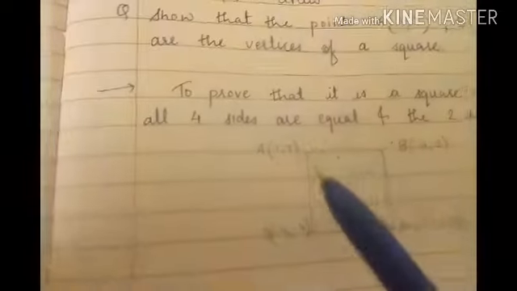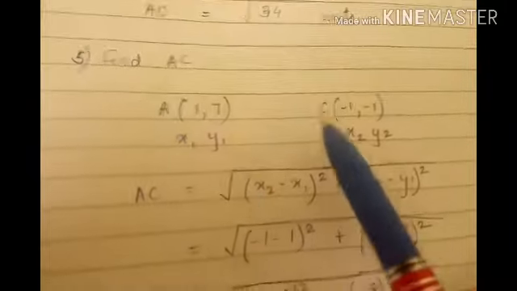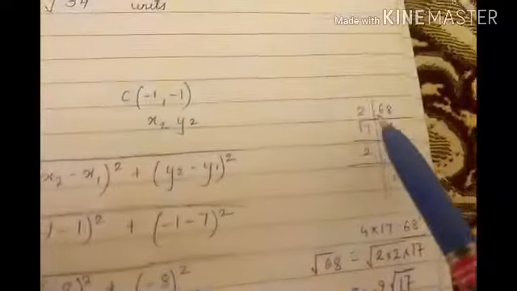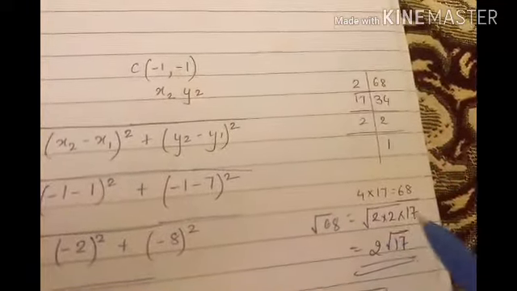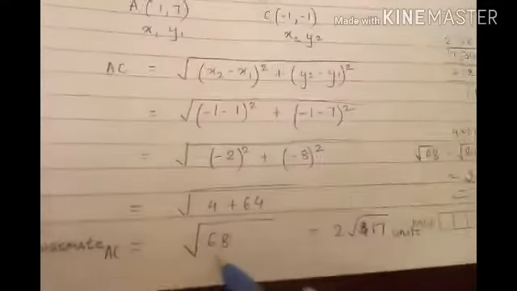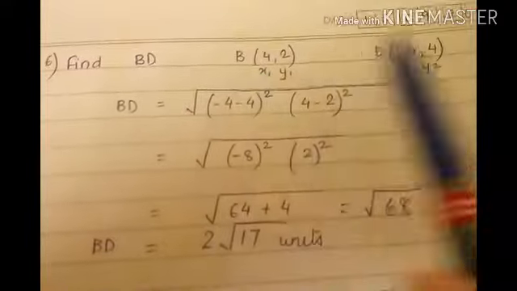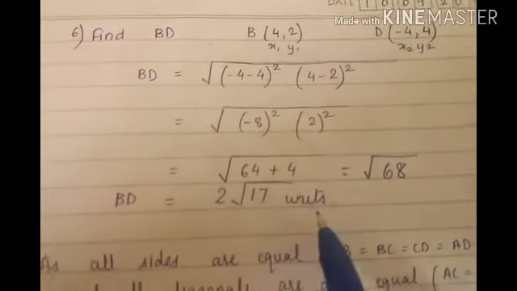Now you check the diagonals. Let's see the diagonals. The diagonals are AC and BD. Let's prove that AC and BD are equal. You find AC: take the coordinates of A and C, use the distance formula, and you get root 68, which if you factorize, you get 2 into 2 into 17, that is 2 root 17 units. So one diagonal AC is 2 root 17 units, and for the other diagonal BD, you use the distance formula and also get root 68, that is 2 root 17 units.